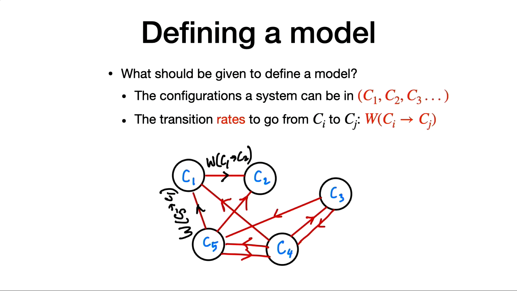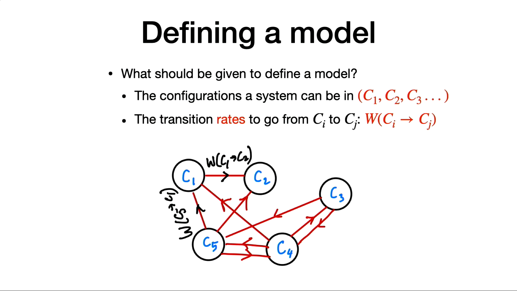Okay. So we will now forget about equilibrium for some time. I will tell you how to simulate any stochastic process on a computer. So how do you define a stochastic model? What should be given to define a model? First of all, you have to specify all the possible configurations the system can be in. Let me call them C1, C2, C3, C4, and so on.